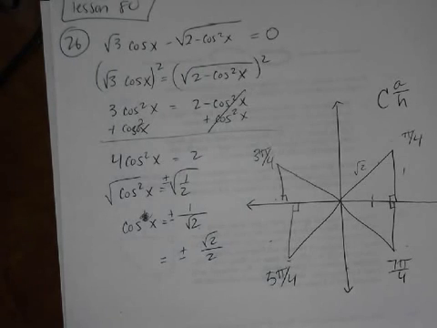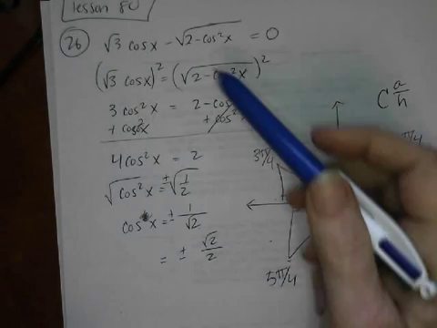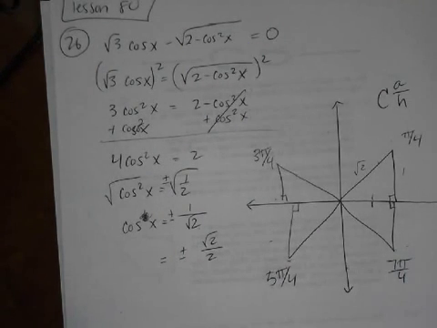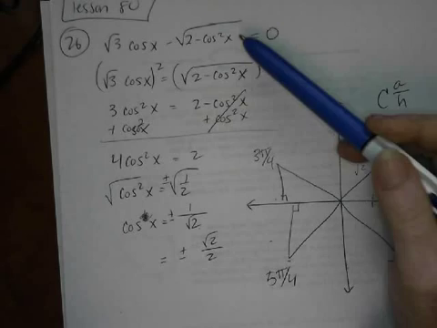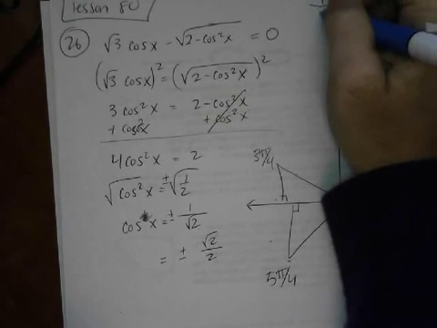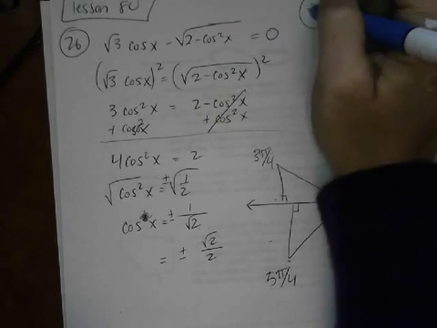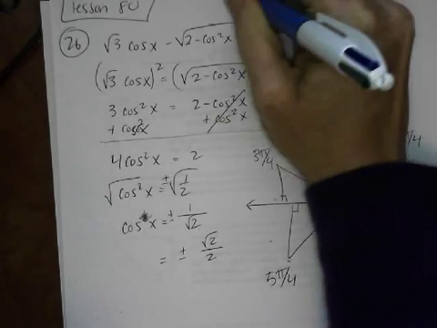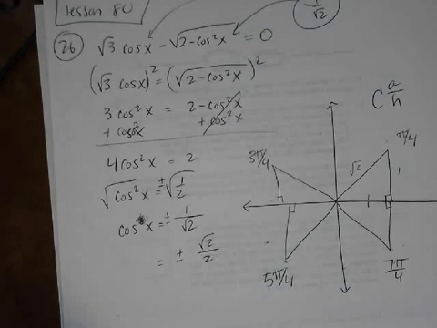If you plug in the negative 1 over root 2, I don't want to do it right here because I have lunch duty in a minute, but if you do plug in the negative 1 over root 2, if you plug it in here and here, it's not going to equal 0. So you have to throw away the negative ones.